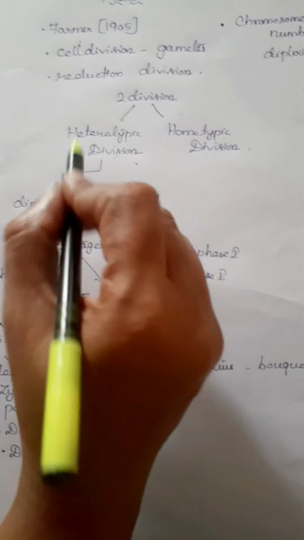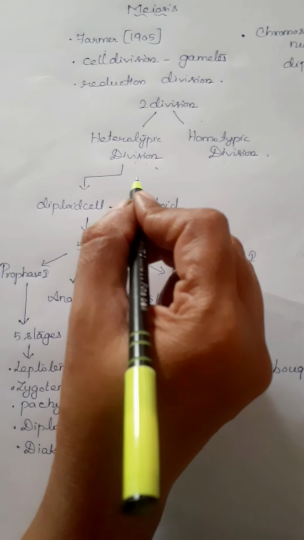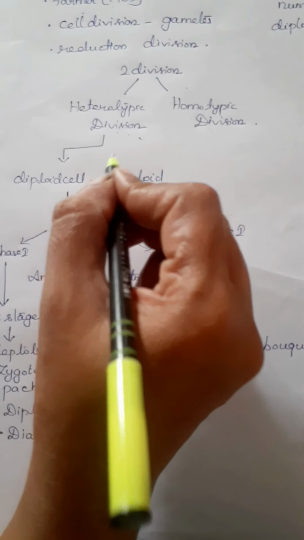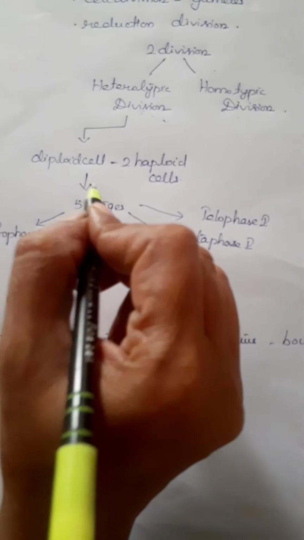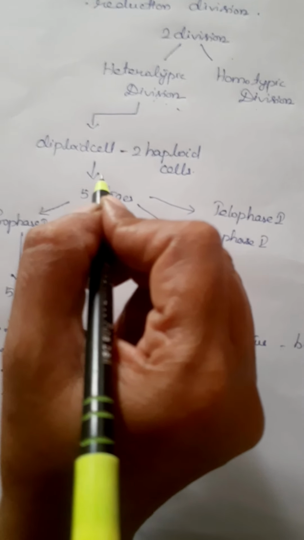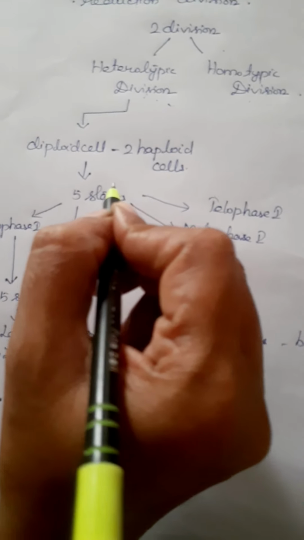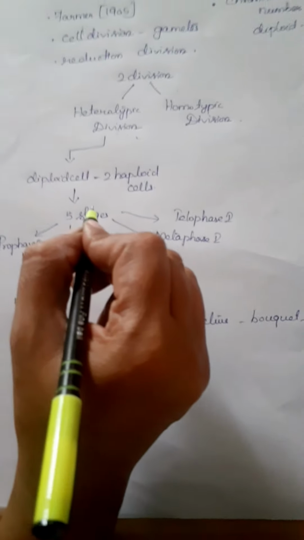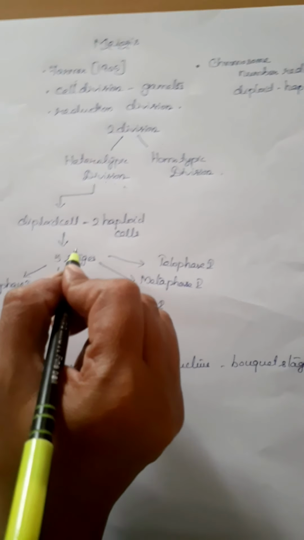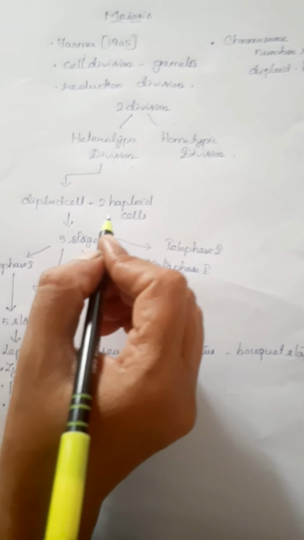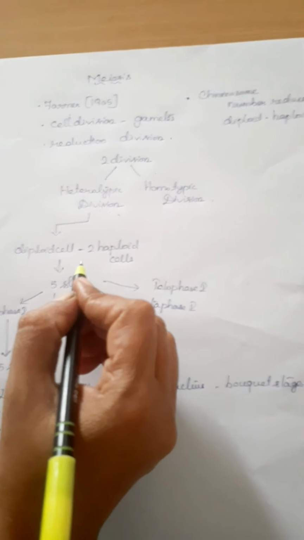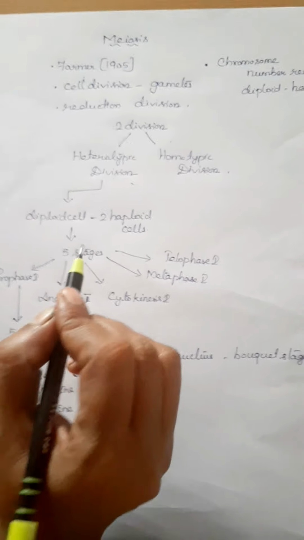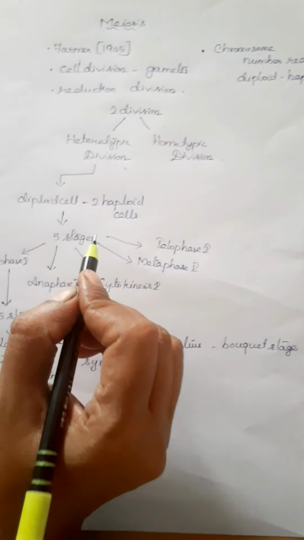Next we are going to study the heterotypic division. Meiosis 1 produces two daughter cells. Here the chromosome number is reduced. The parent cell has two sets of chromosomes, but the daughter cell has n number of chromosomes. Listen carefully: it divides the diploid cell and converts it to haploid cells, and the daughter cells are different from the parent cell.